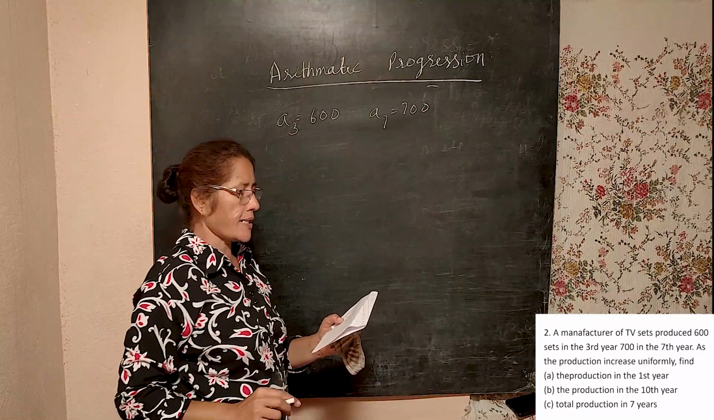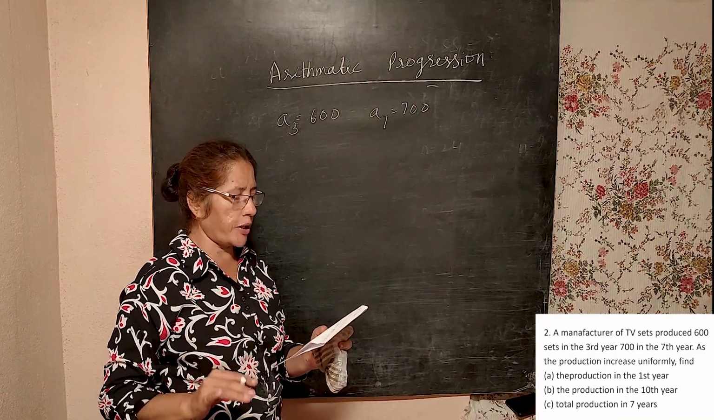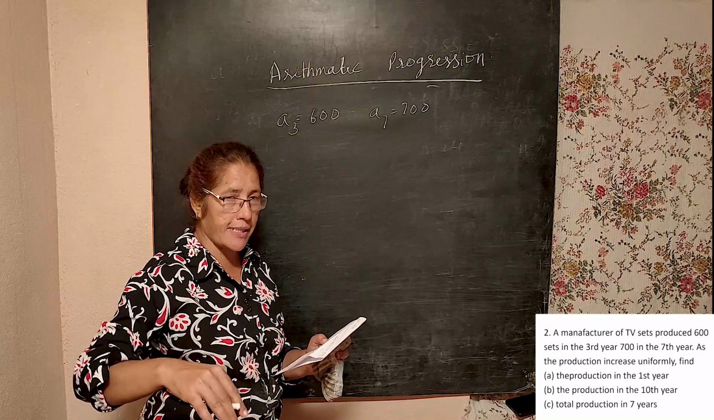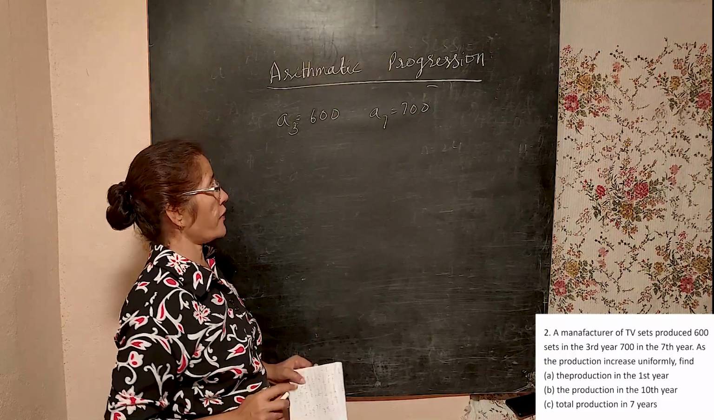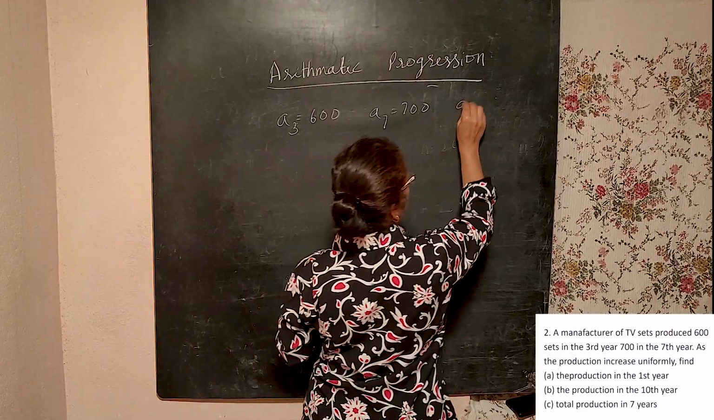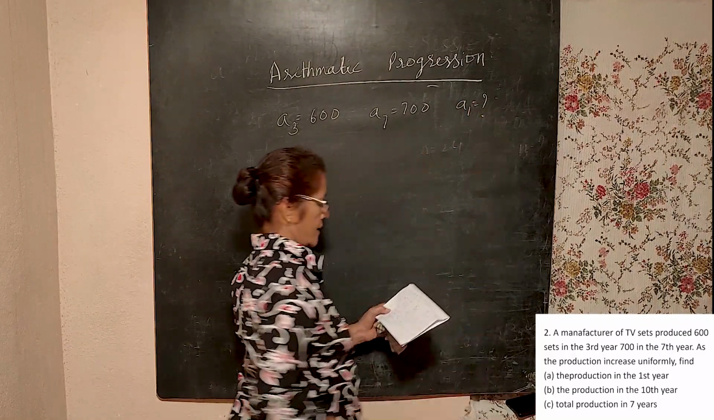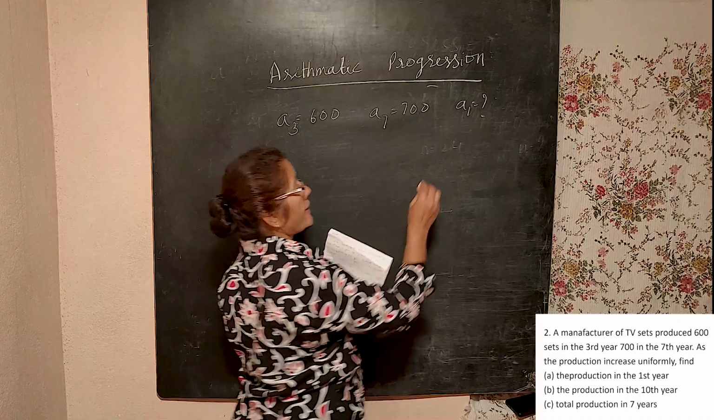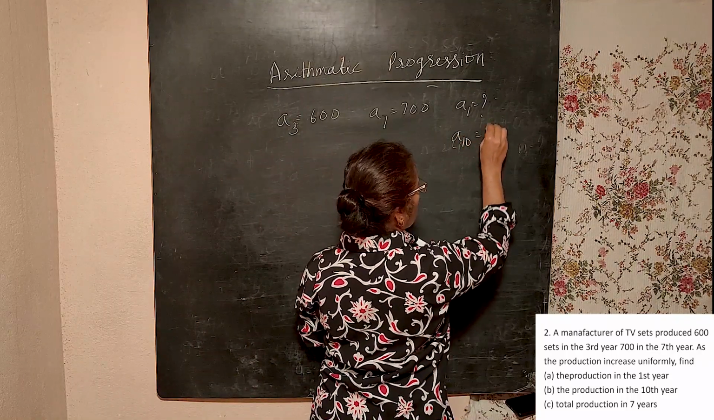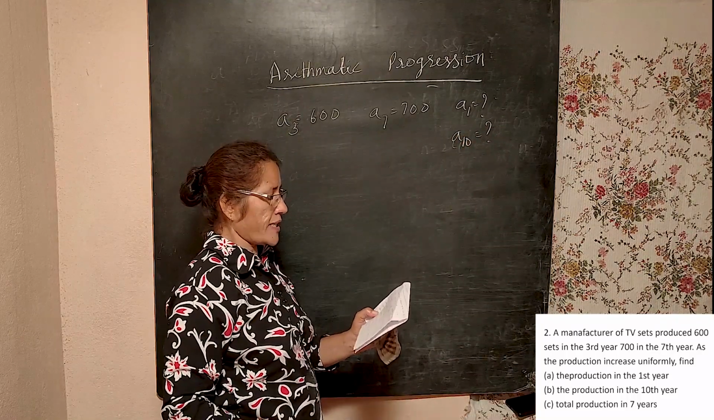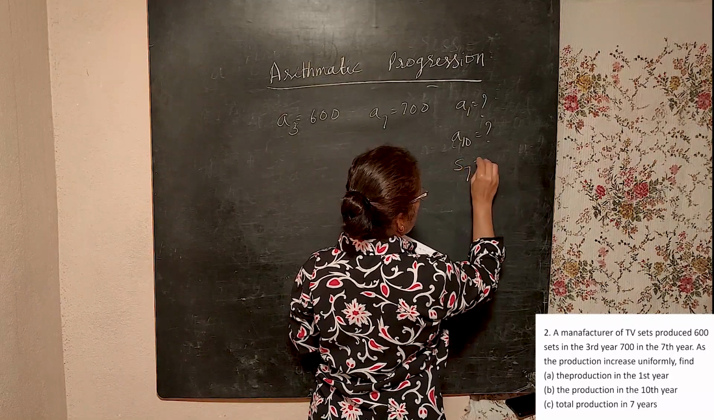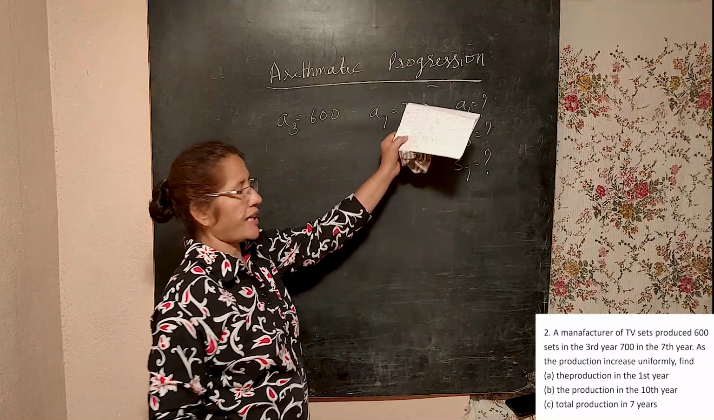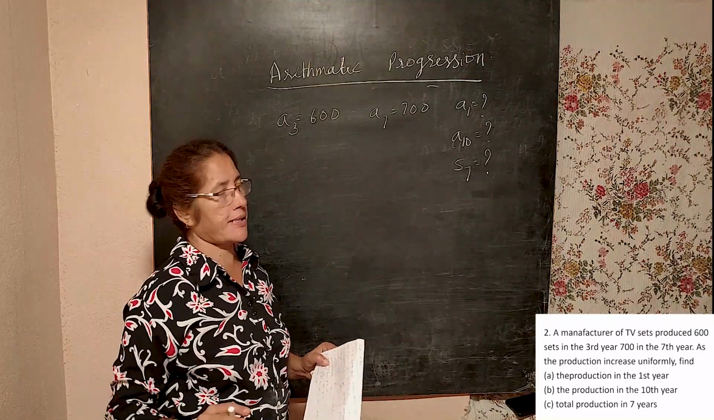They have asked, assuming the production increases uniformly, that means there is a common difference. What is the production in the first year? A1 is equal to how much? What is the production in the 10th year? A10 is equal to how much? What is the total production in 7 years? S7 is equal to how much? These are the 3 questions I have to answer.